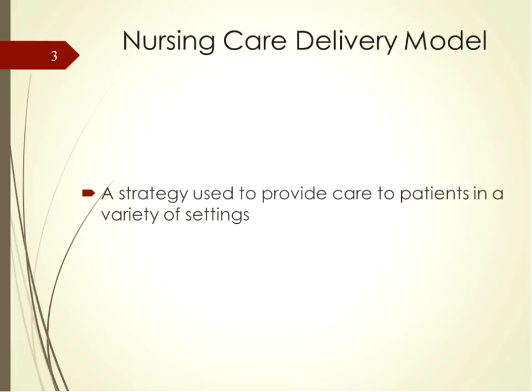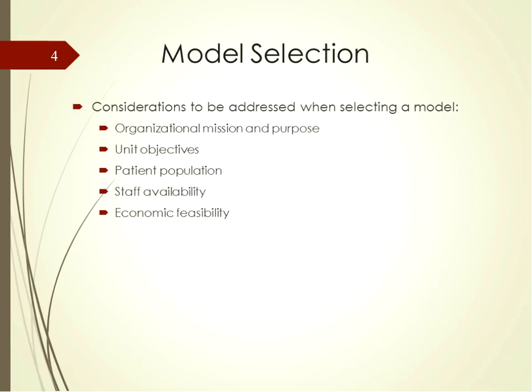Nursing care delivery model can be defined this way. It is a strategy used to provide care to patients in a variety of settings. Several considerations must be made when selecting a model. For example, you might want to provide primary nursing, but the availability of staff and the economics of it are prohibitive. Each of these factors influences the decision about delivering care.